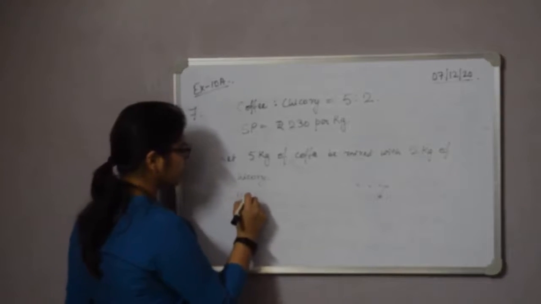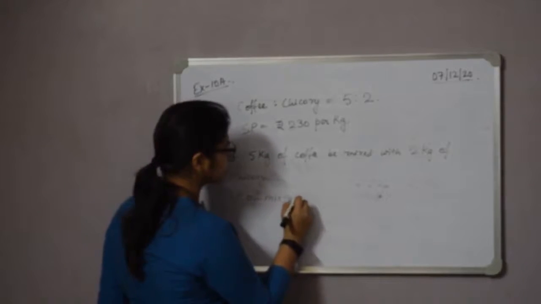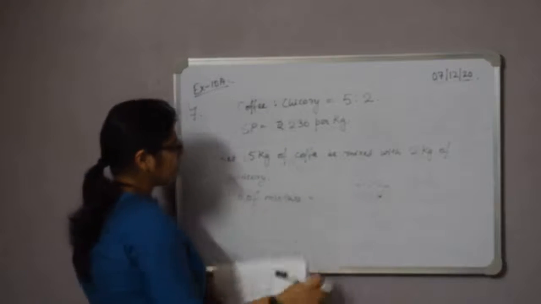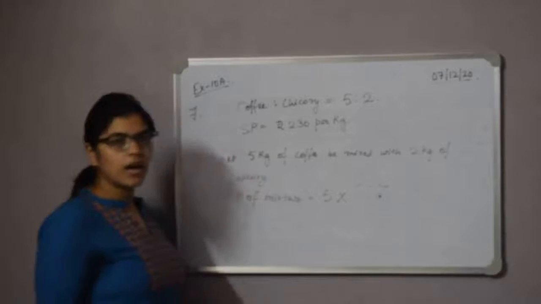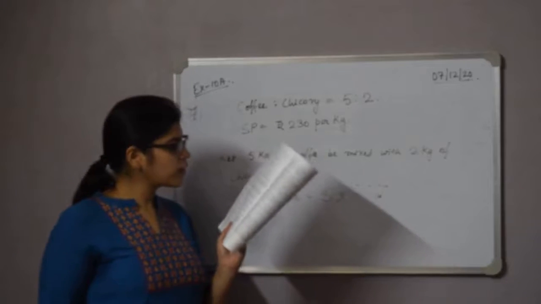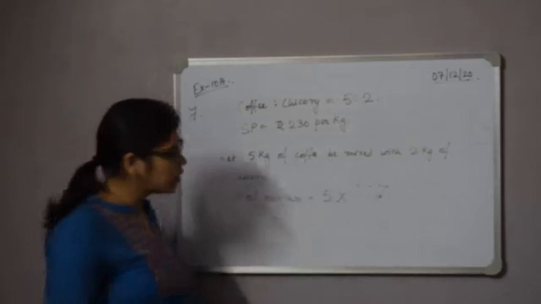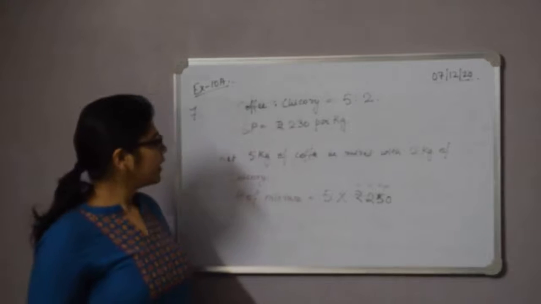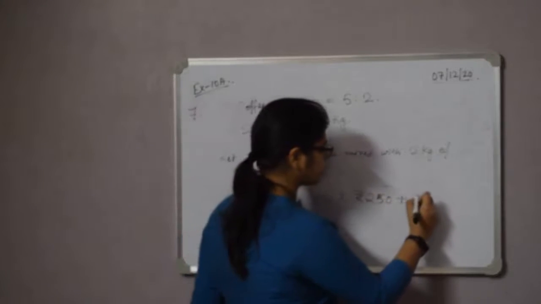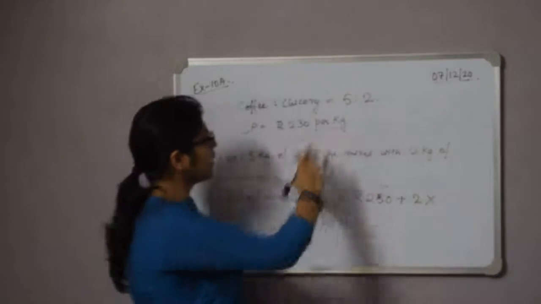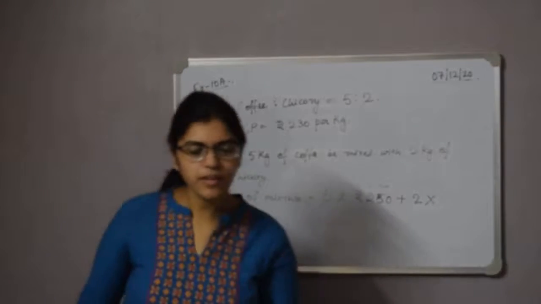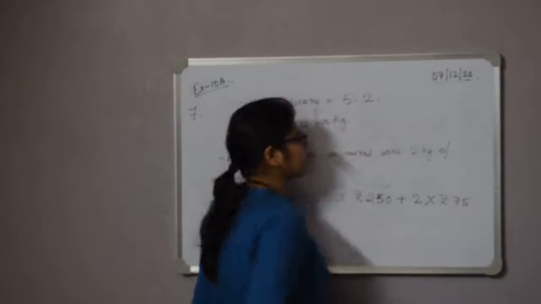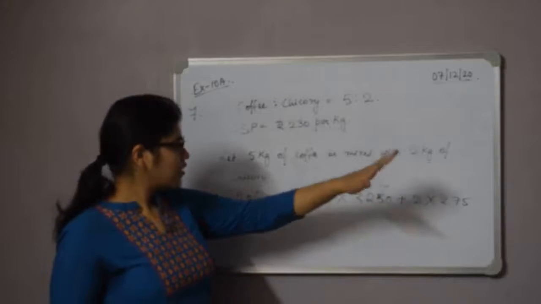So cost price of mixture becomes how much? So we have to calculate the cost price of 5 kg of coffee. So 5 kg of coffee means 5 multiplied with the cost price of coffee. So the cost price of coffee is given as 250 per kg. So per kg cost is rupees 250. Okay. Then next we have to add 2 kg of the next item. So the next item cost is rupees 75 per kg. So we multiply this with rupees 75. So this becomes our total cost price.